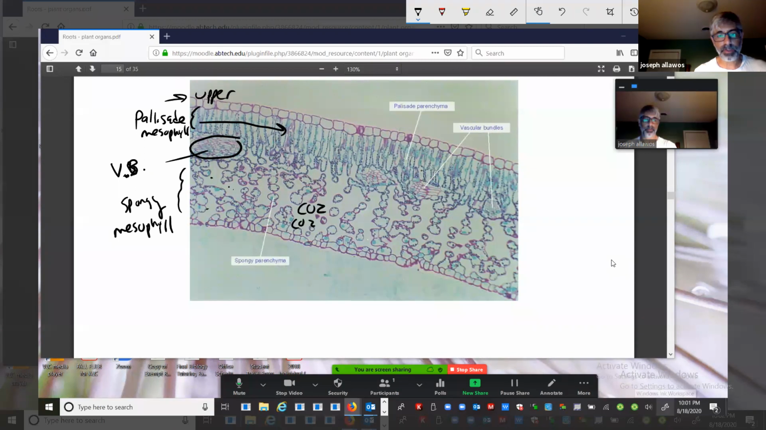And then do we have a stoma? Right here is a stoma. So that's awesome. We can see all the different things we just talked about in an actual leaf instead of a drawing. So that's nice.